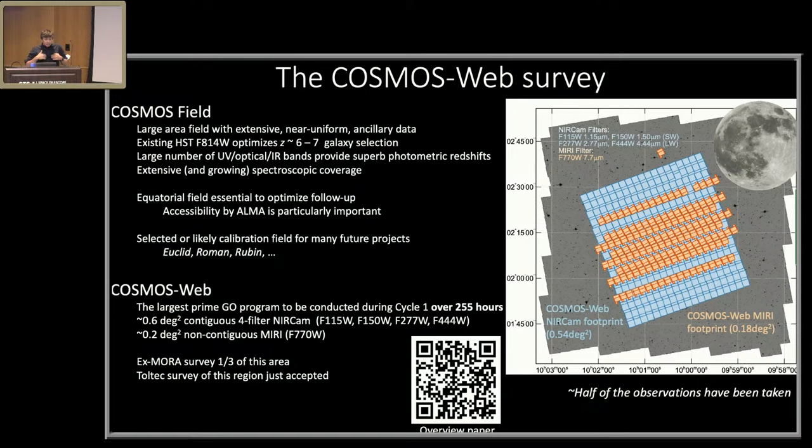The COSMOS Web survey is the largest Cycle 1 program, both in terms of time, it's 255 hours, and in terms of area, with a uniform coverage with NIRCam of 0.54 square degrees through four filters, and a non-contiguous coverage with MIRI of 0.2 square degrees.